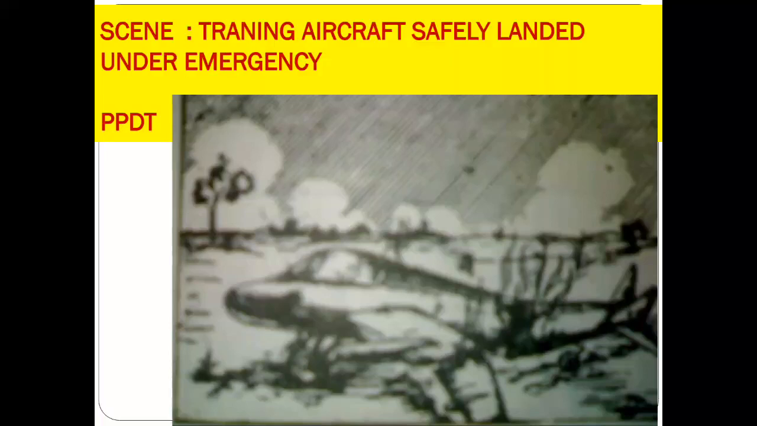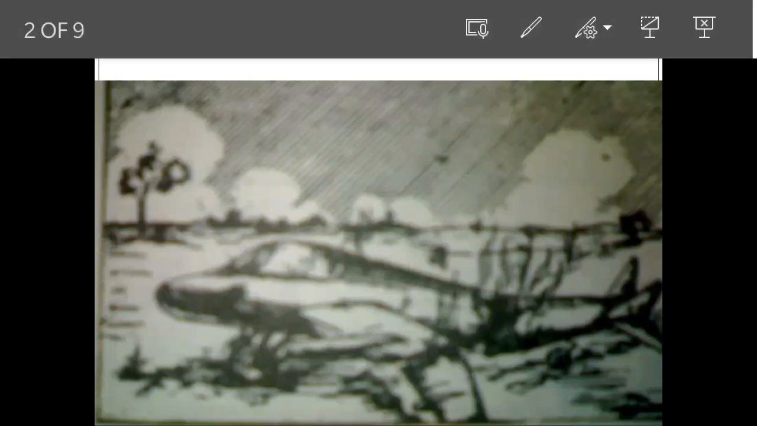We'll see the PPDT image. The scene is a training aircraft safely landed under emergency. Now this is the picture, and now we'll analyze this picture.